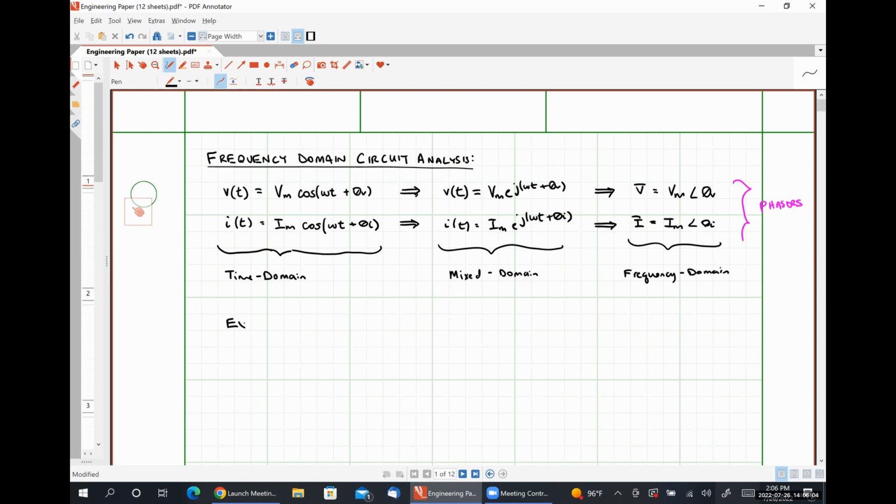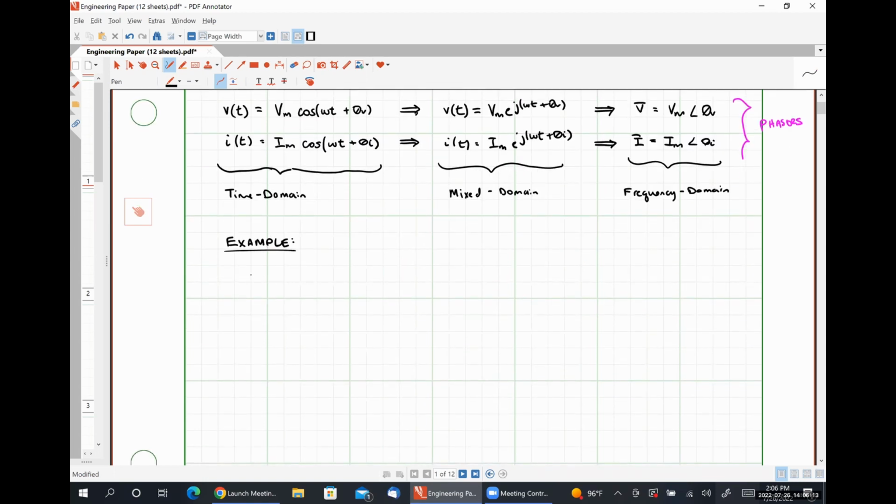So, as an example, if we had a time domain voltage, v_A(t) = 14 cosine(9t + 18 degrees) volts. The phasor representation of this voltage would be V_A = 14 angle 18 degrees volts.